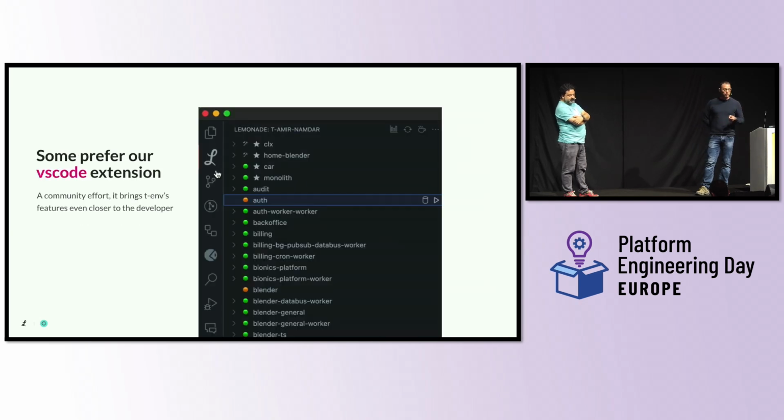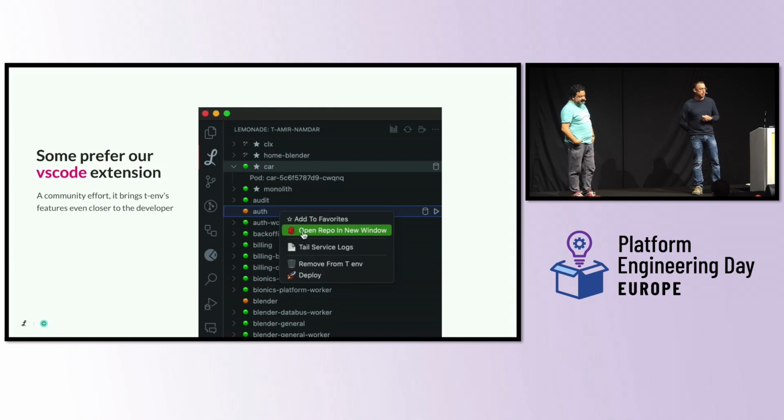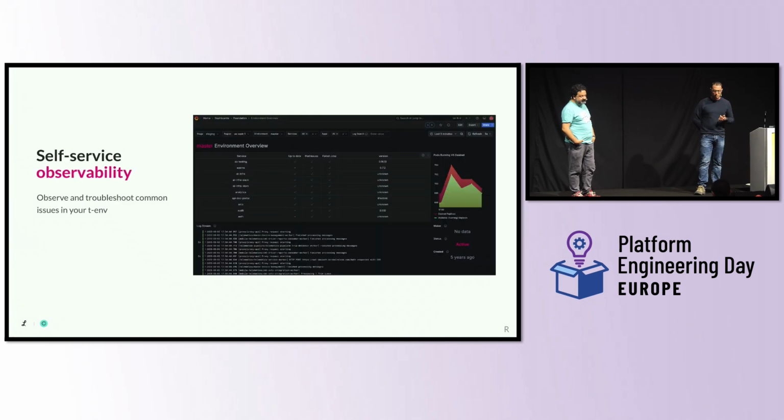Additionally, we built a VS Code extension. Actually, this was a contribution by developers at the company, so it showed me that we were doing something good if they chose to extend it. So it brings T-env a little bit closer into your IDE. Another thing that we built is observability for looking at your environment as a whole if you're debugging issues with your code and or with your environment. So this allows a little bit high-level view of your environment at aggregate.